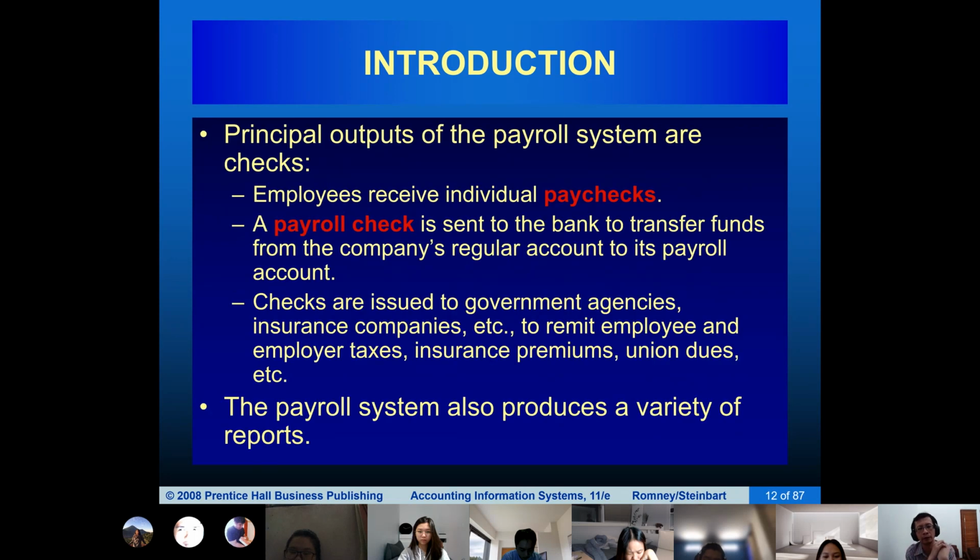What's the principal output of payroll? The employee will receive paychecks. In the Atma Jaya case, it was my salary. The money will be transferred to my account every month. And then the bank will receive money to be transferred, and also various government agencies and insurance companies will receive payment. Okay, so you need to check this whenever you work for somebody else, especially with BPJS, both Kesehatan and Ketenagakerjaan.